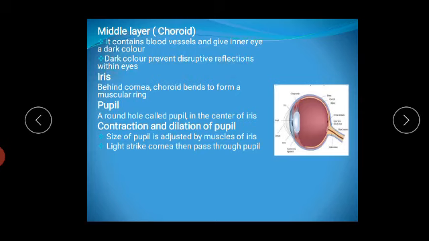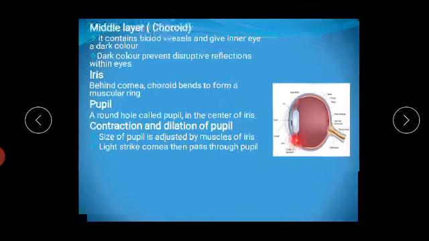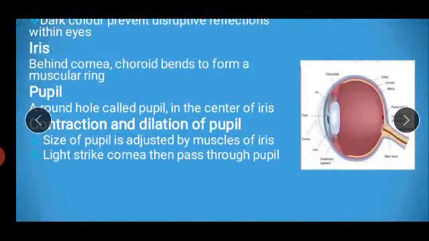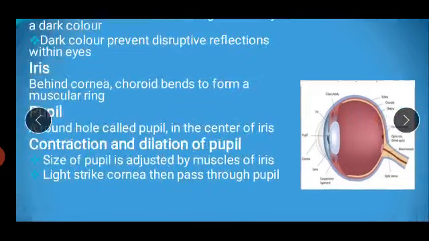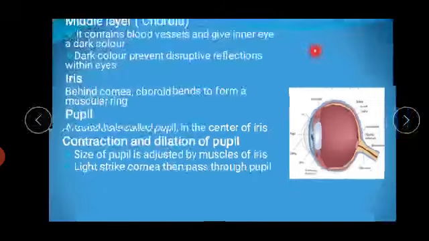The light ray enters through the cornea, and the middle layer prevents disruptive reflections, meaning it will just focus it to form the image. It will not allow the light ray to go this way or this way. It will just focus it onto the third layer, that is the retina, where the image will form. It will focus the light on its right place to form the image instead of disruption of the light. The darker color of the middle layer prevents the disruption of the light.